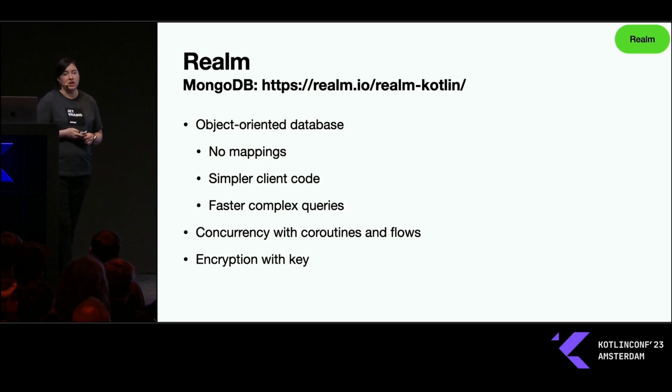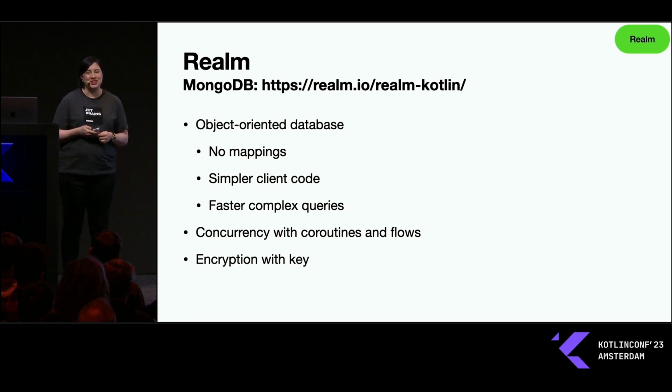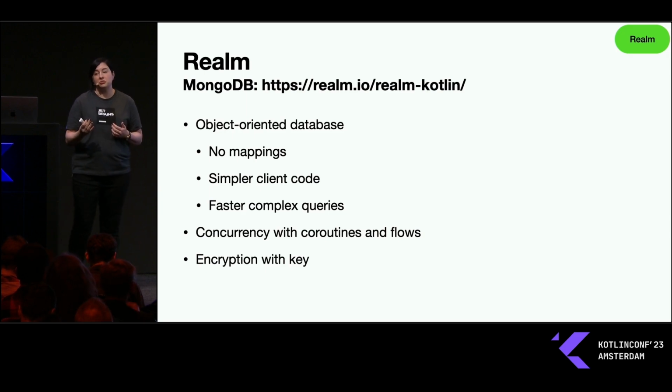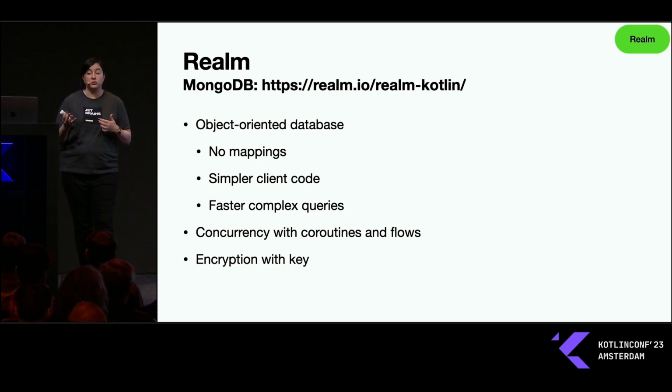So next, Realm is an open source database from the folks at MongoDB. So it is an object-oriented database. So this has a couple of benefits. So you don't have those ugly mappings between the database and your Kotlin code. So you don't have things like ORMs or object relational mappings or DAOs, data access objects. Your code is therefore also much simpler because there's more similarity between the objects in your database and the objects in your code. So your complex queries are also faster.